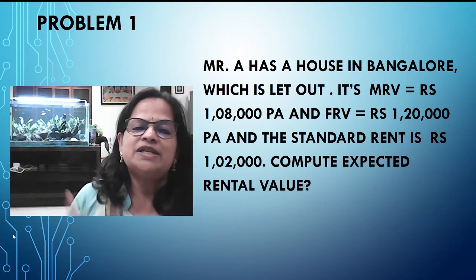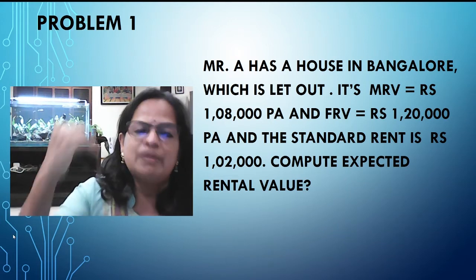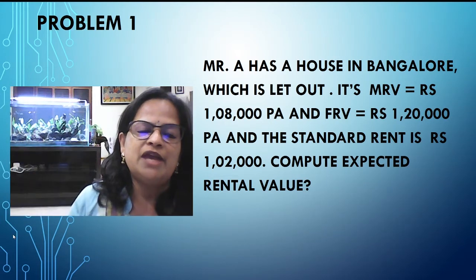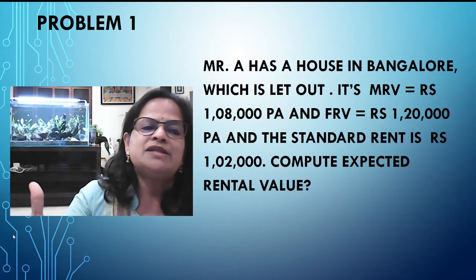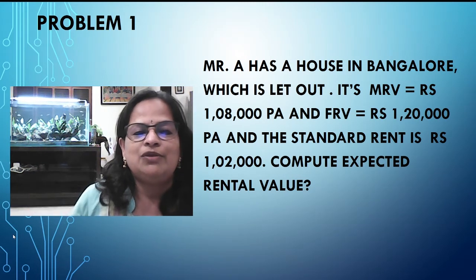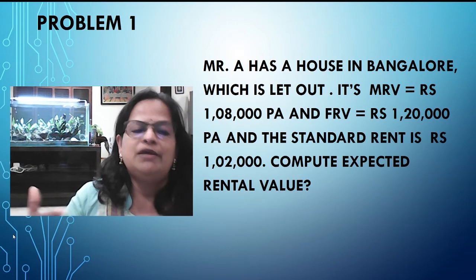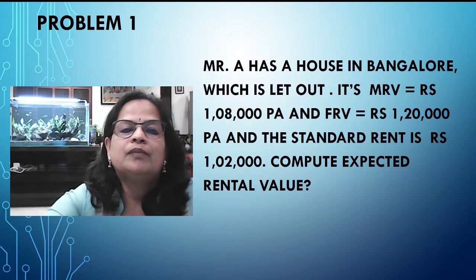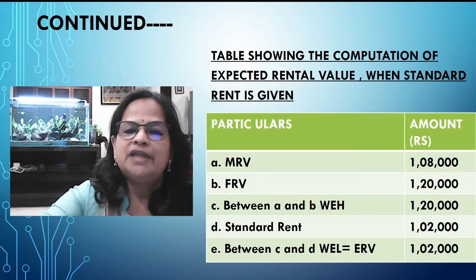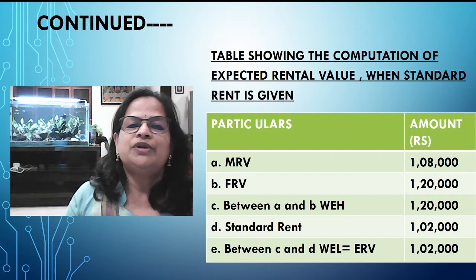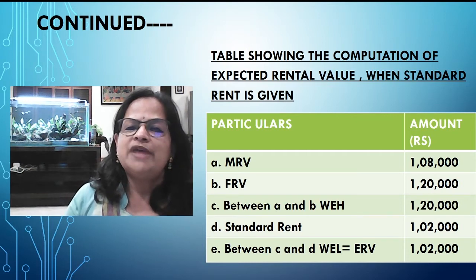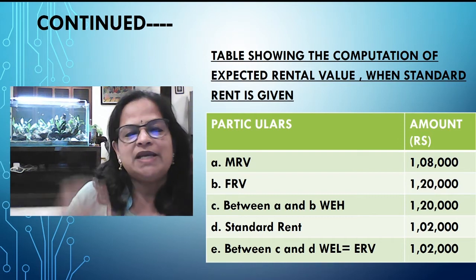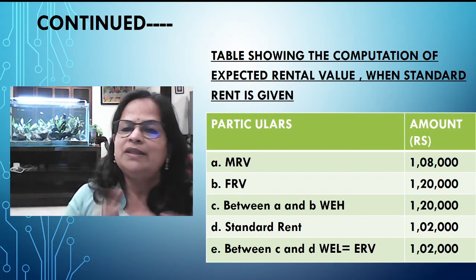So the expected rental value. This is the first step. From expected rental value, we will derive the annual rental value. From annual rental value, we will come to the net annual value. So this is the first step and we are going to do that. So the expected rental value we are going to compute. Here is a table showing the computation of expected rental value when standard rent is given. The next problem is when standard rent is not given. That is why the distinction.